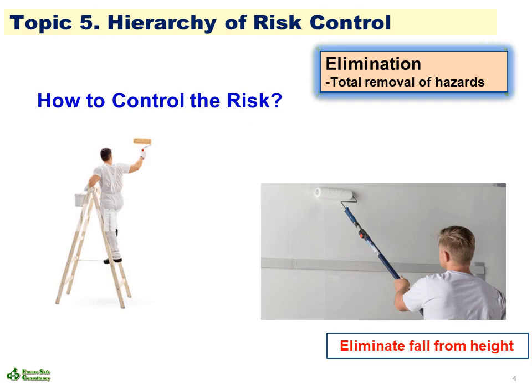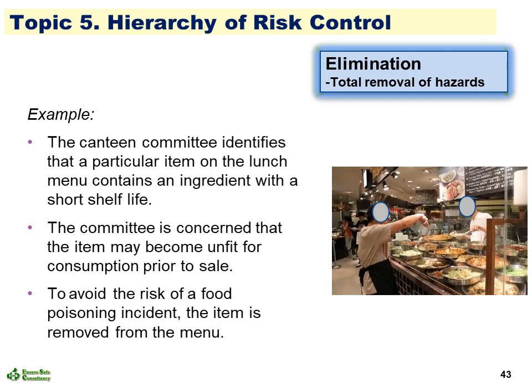Now we're going to learn more details about each of the steps in hierarchy of risk control. Elimination, total removal of hazards. How to control the risk. Eliminate fall from height. Details about the hierarchy of risk control continued. Elimination, total removal of hazards.